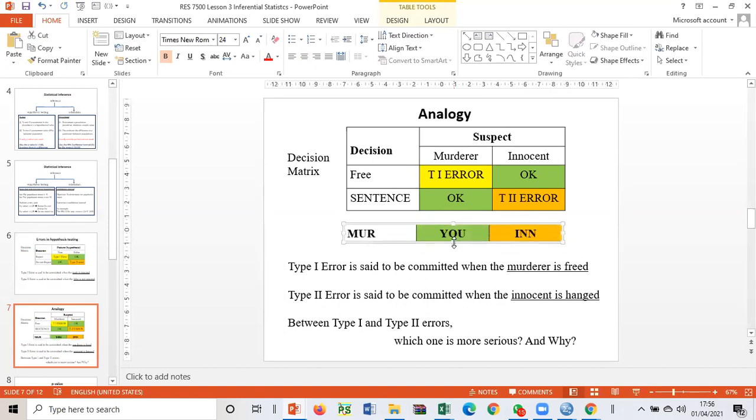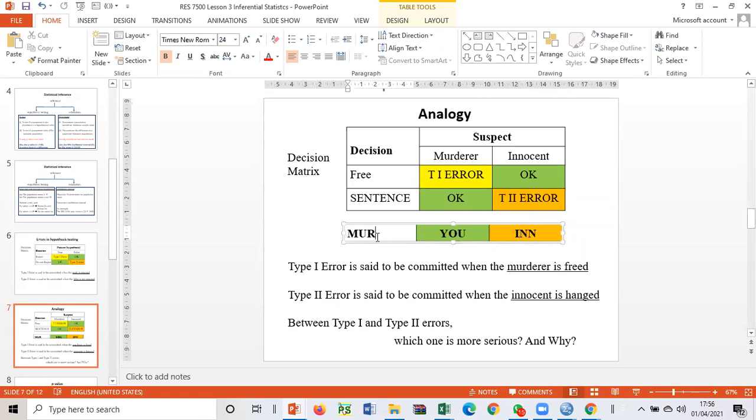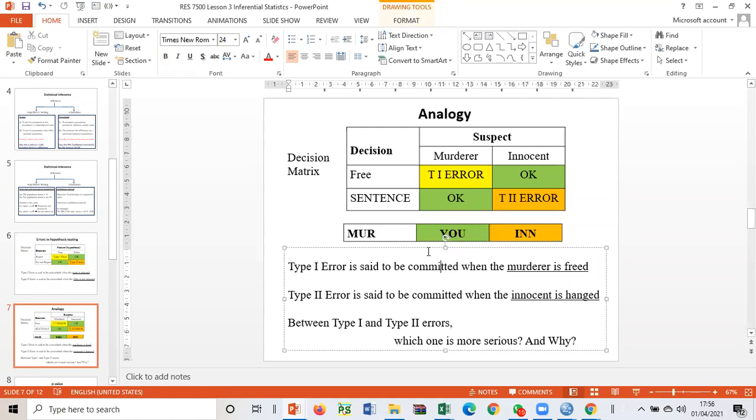Which is more serious? Both are not good, but which is more serious? Type 2 is more serious. You sentence the innocent, more serious for you. But if the murderer comes out, type 1 now. The murder took place here, in front of your house. You are the eyewitness. Who's next when the murderer comes out?